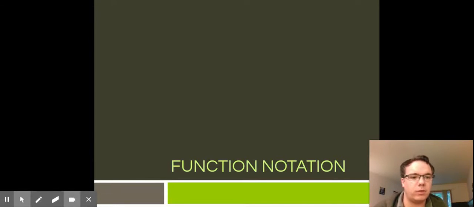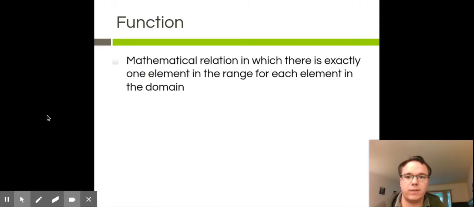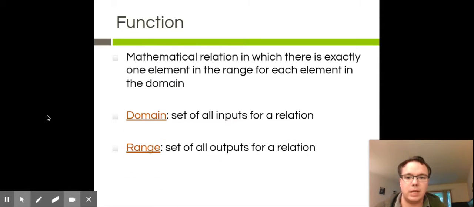So I'm just going to go through the PowerPoint like I would have done while I was at school. So we're going to be talking about function notation. The first thing we need to know about is what a function is. If you ever feel the need, go ahead and pause this video so you can write down any notes you want to take, including definitions like this.